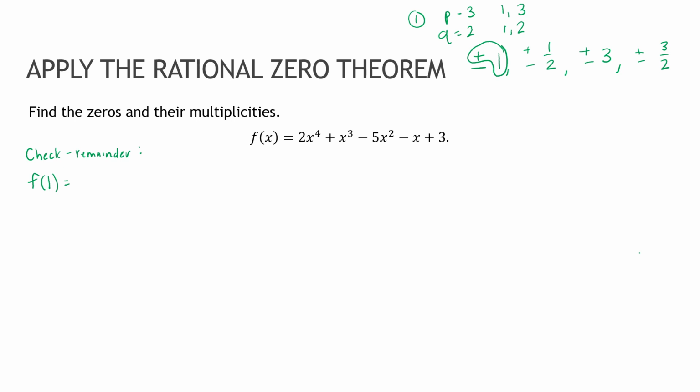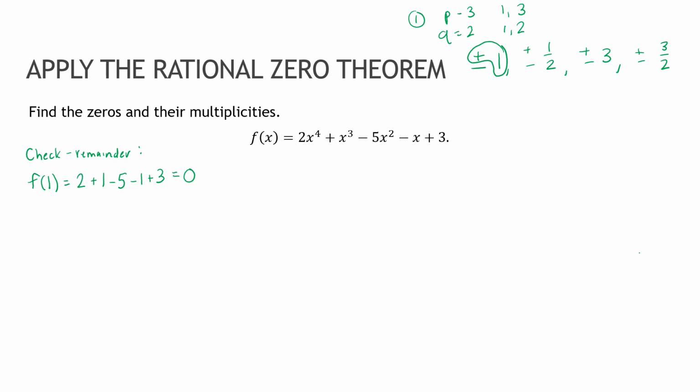and I'm not going to show all of the work on that because I only have so much room on the slide, and we've got a lot of work to do. But if I plug in 1, I get 2 times 1 to the 4th, which is 2, plus 1 to the 3rd, which is 1, minus 5 times 1 squared, which is just minus 5, minus 1, plus 3. And that gives me 2 plus 1, which is 3, minus 5, which is negative 2, minus 1, which is negative 3, plus 3, which is 0. So I got super lucky, but don't think that's going to happen every time. I got lucky on my first try that 1 is a factor.